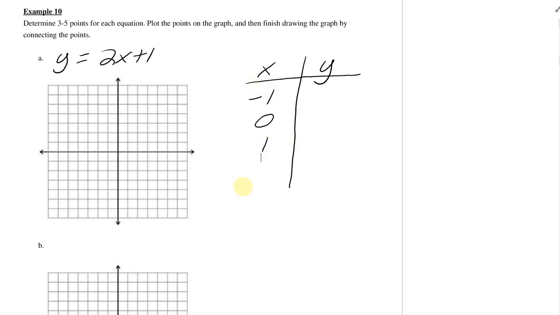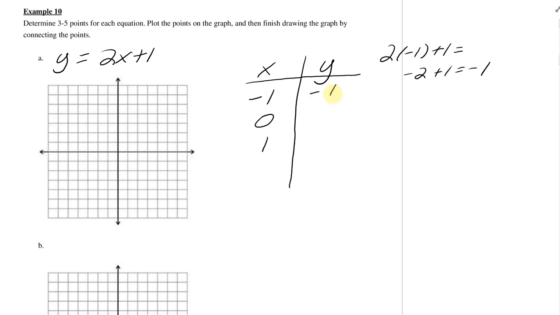I try to see if this is enough to figure out the shape of the graph, and then I go from there. Okay, so I'm going to go through and make my own table. So 2 times -1 plus 1, that equals -2 plus 1, so that equals -1. So at -1, this is -1.